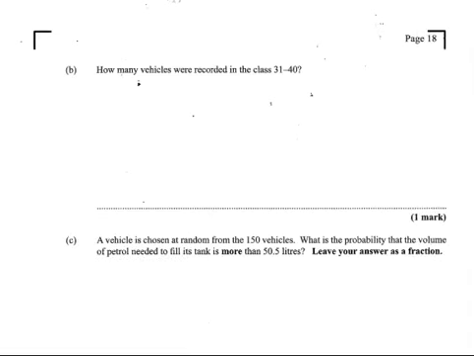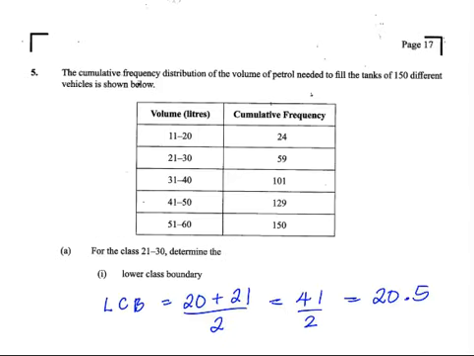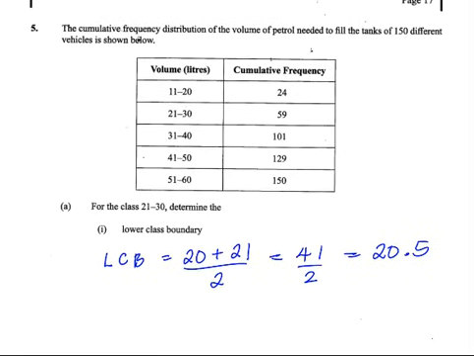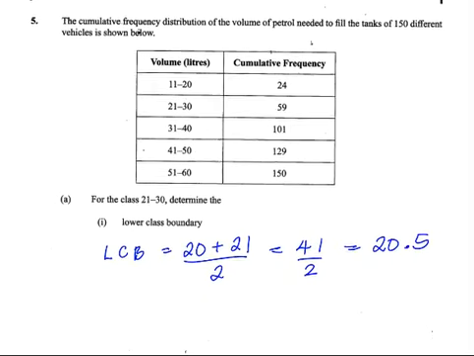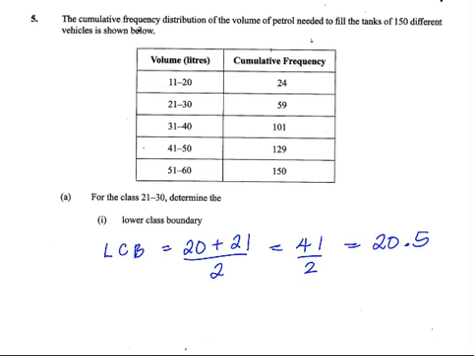Alright, next. It says how many vehicles were recorded for the class 31 to 40? And to answer that, we have to go back to the table. First of all, let's determine the number of vehicles. The number of vehicles is actually the frequency.